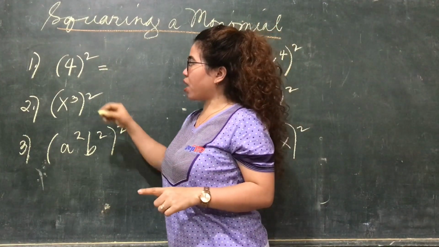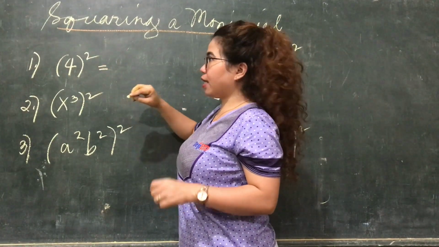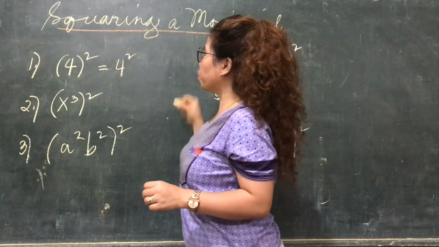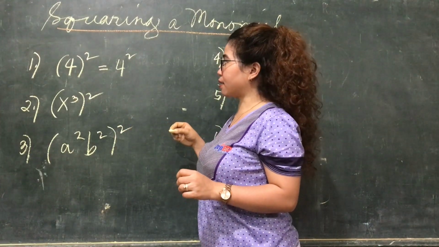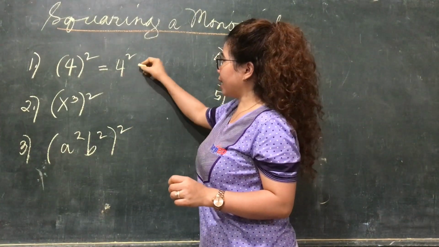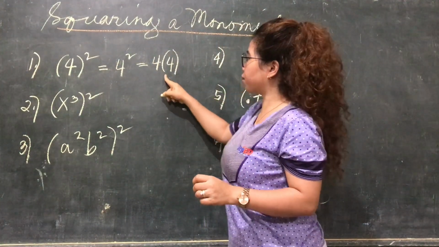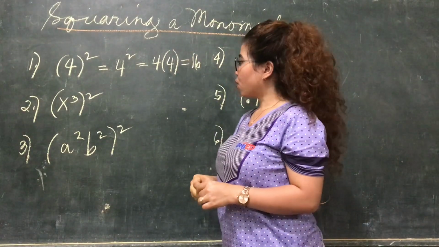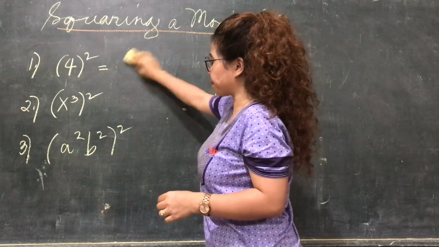Okay, in number 1, 4 to the power of 2 can be written like this: 4 to the power of 2. This means 4 is multiplied by itself twice. So, 4 times 4, you have 16 as the answer. Or, let me reason it out, the answer now is 16.